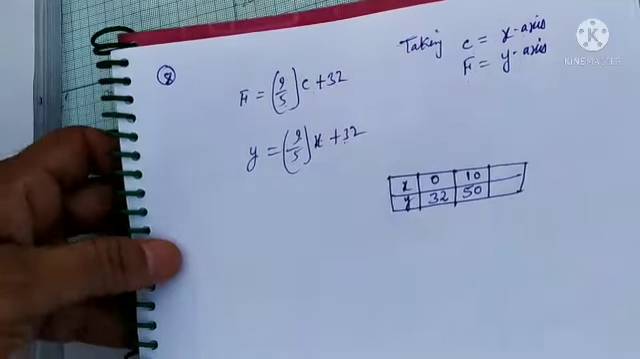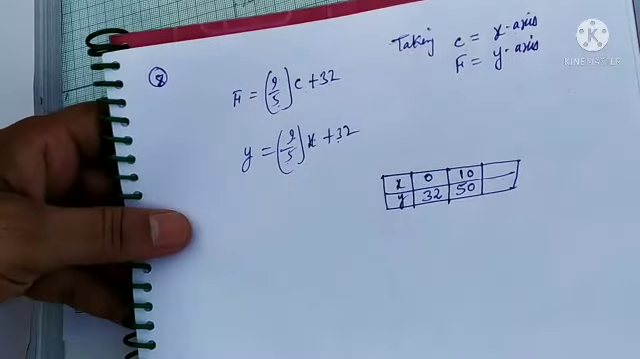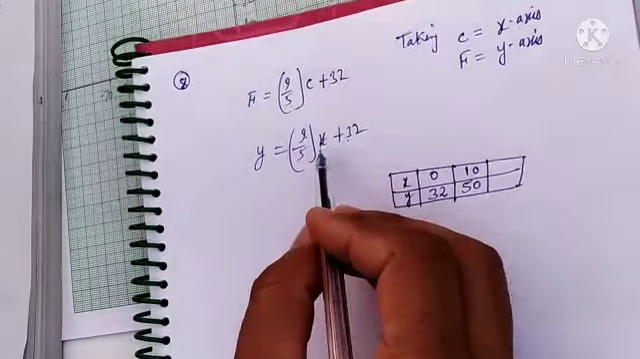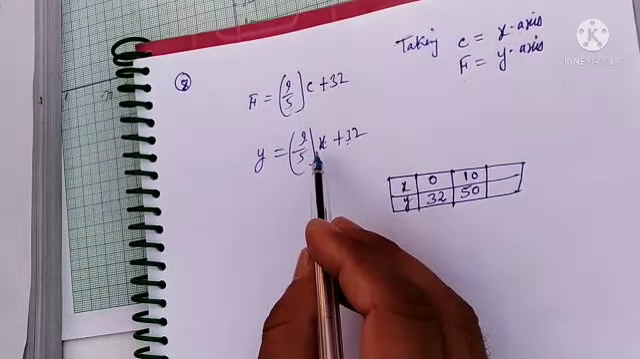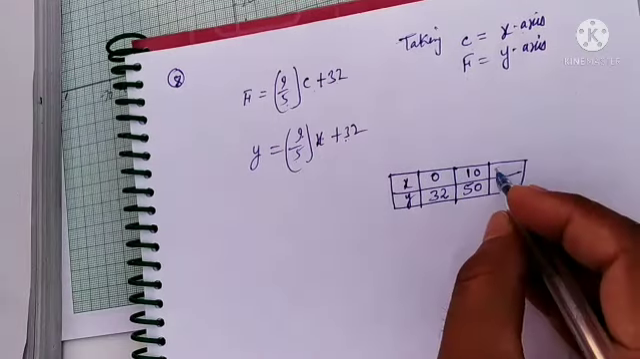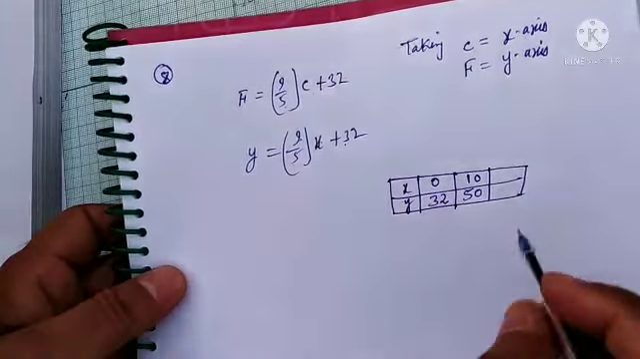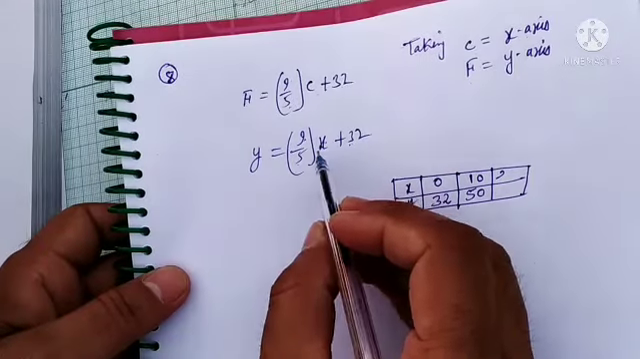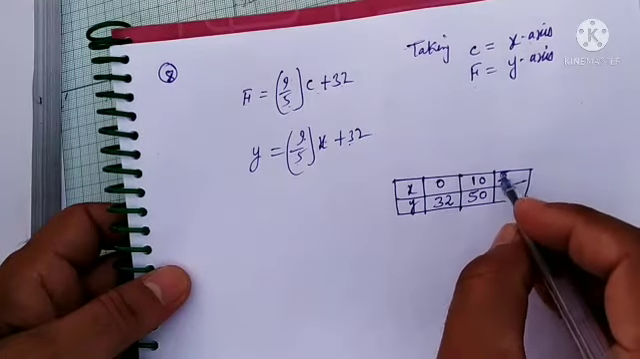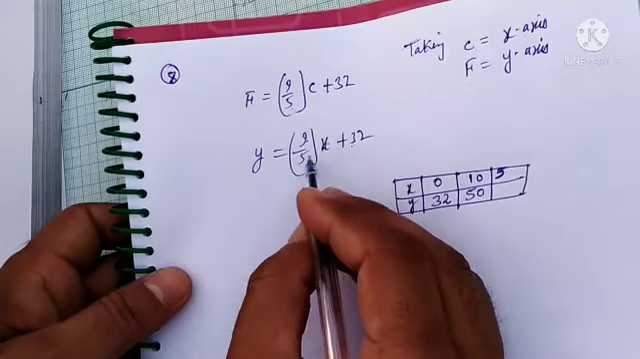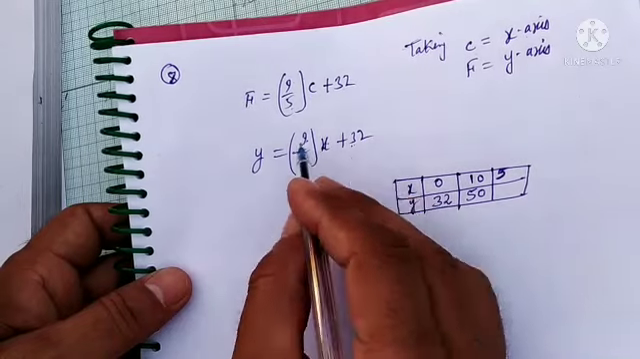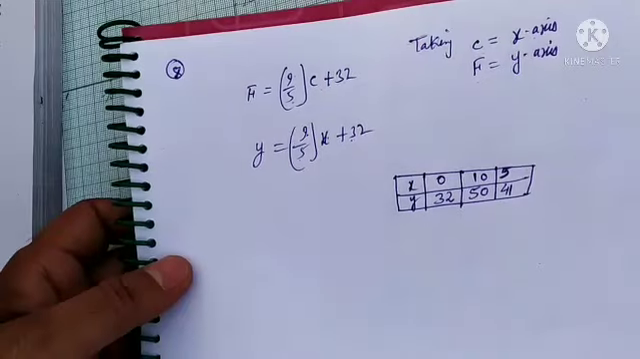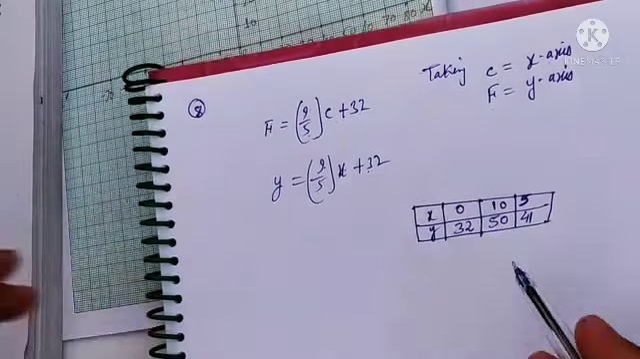Okay. And the third value, what do you want to take? Suppose 20, then it is more, so we will take 5 only. Suppose the third value you have taken is x equal to 5, so 5 cancels, only 9 remains, and 32 plus 9 is 41. Okay, now we have to draw the graph for these coordinates.